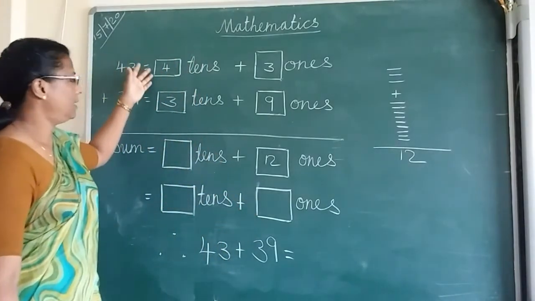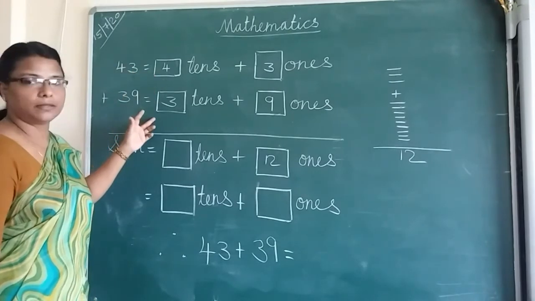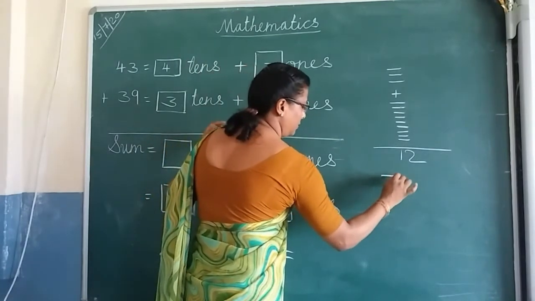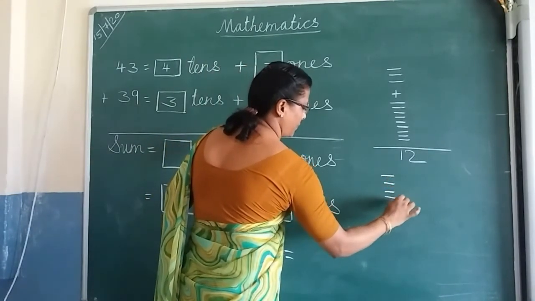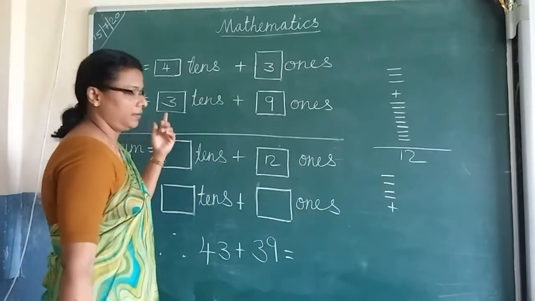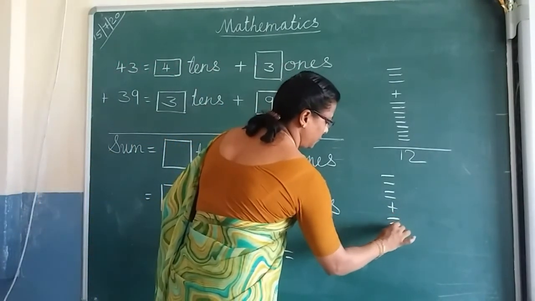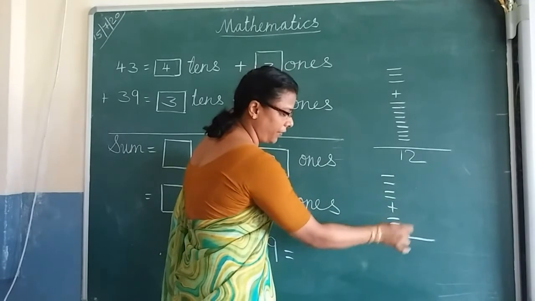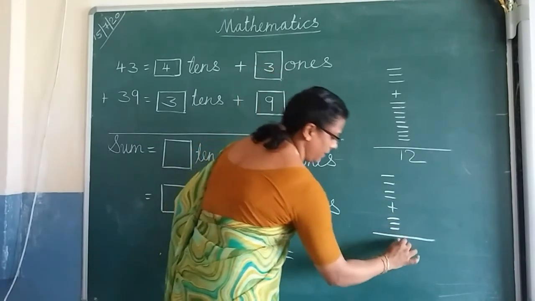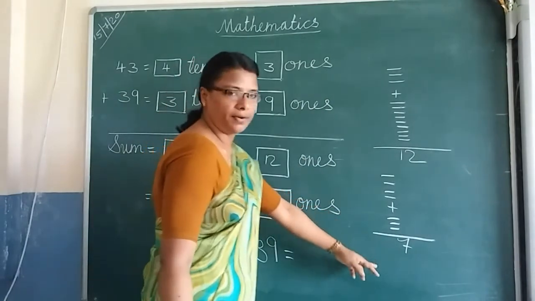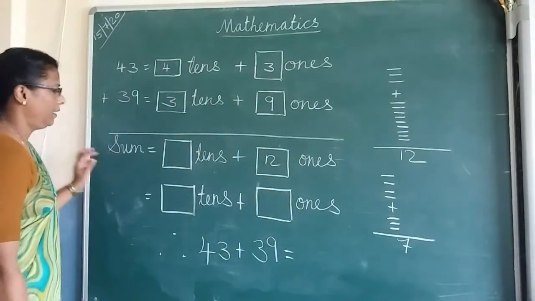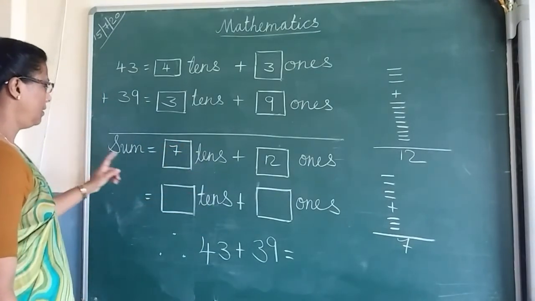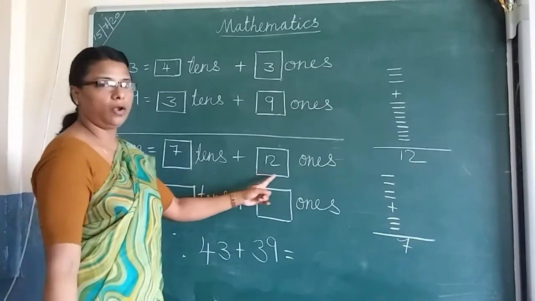Now we do the tens place. 4 plus 3. Draw lines. 1, 2, 3, 4. Plus 3. 1, 2, 3. Count: 1, 2, 3, 4, 5, 6, 7. We got 7 tens. Write 7 in tens place. 7 tens, 12 ones.